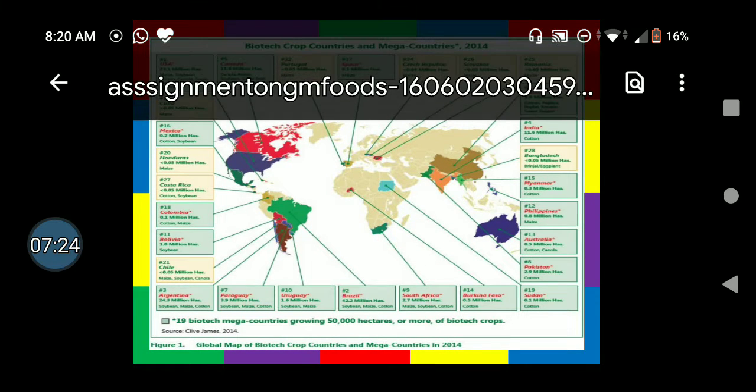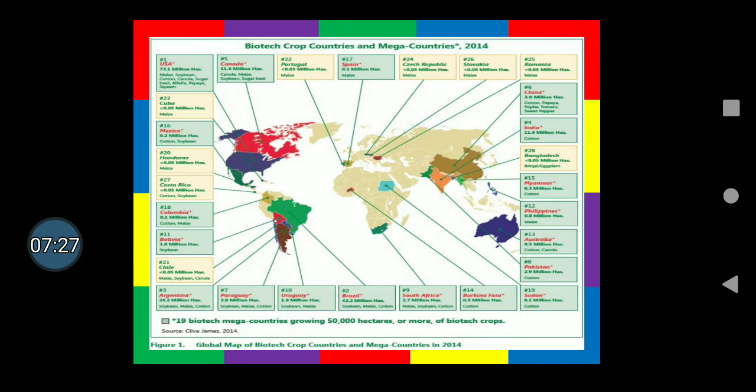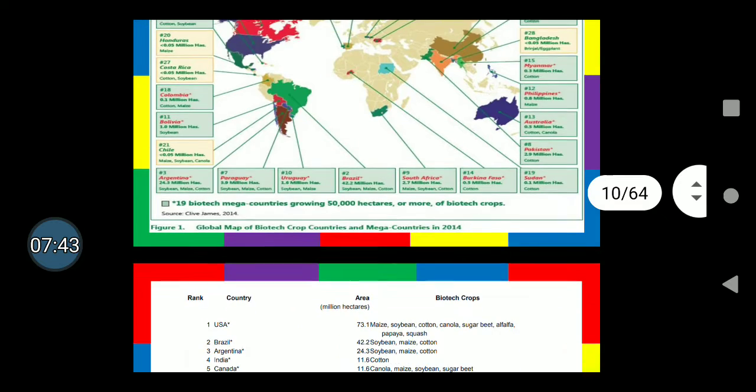This is the list of biotech crop countries and mega countries growing biotech crops. India is using only a lesser amount, moderate.